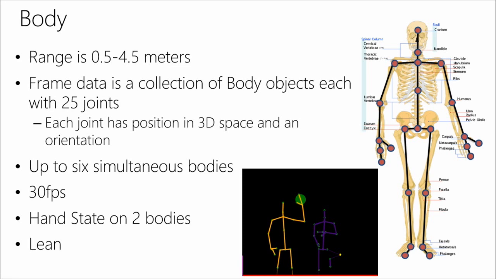We expose, as a joystick would be exposed API-wise on Xbox, the lean of the body from side to side. So if you're leaning and trying to look around the corner of a 3D visualization, you can understand that the user's leaning and you can steer the view and give them a great view there. So lots of great data to build great applications that understand people and the room as well.